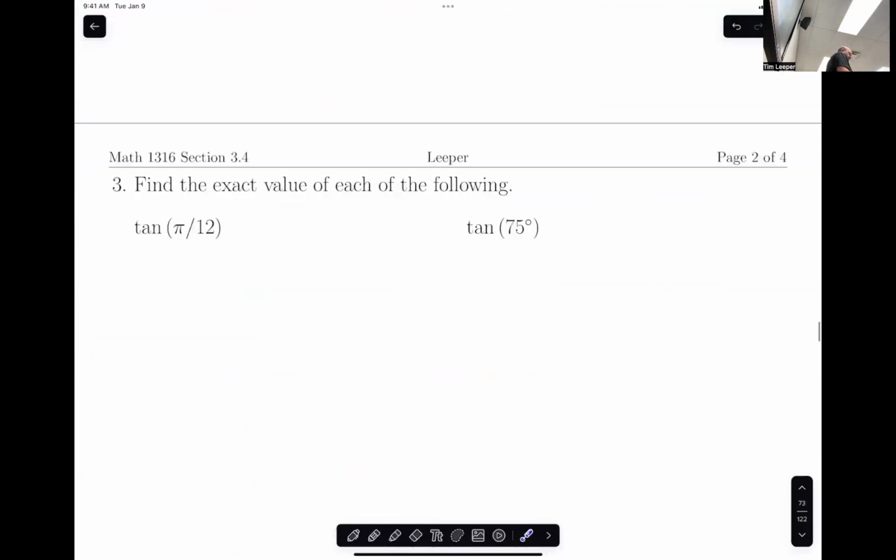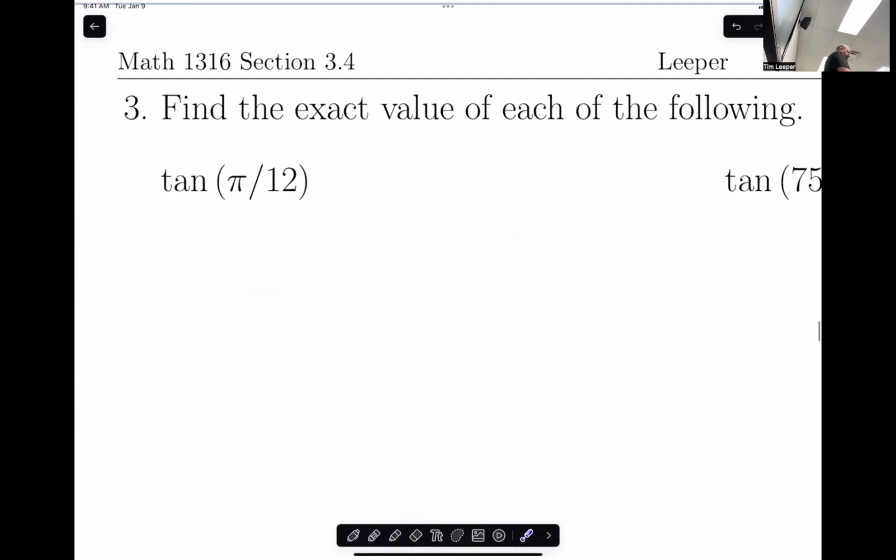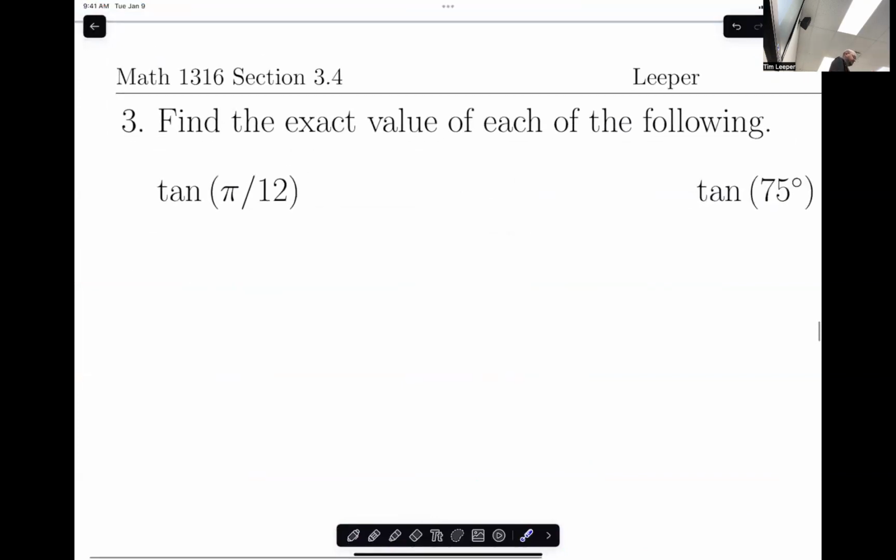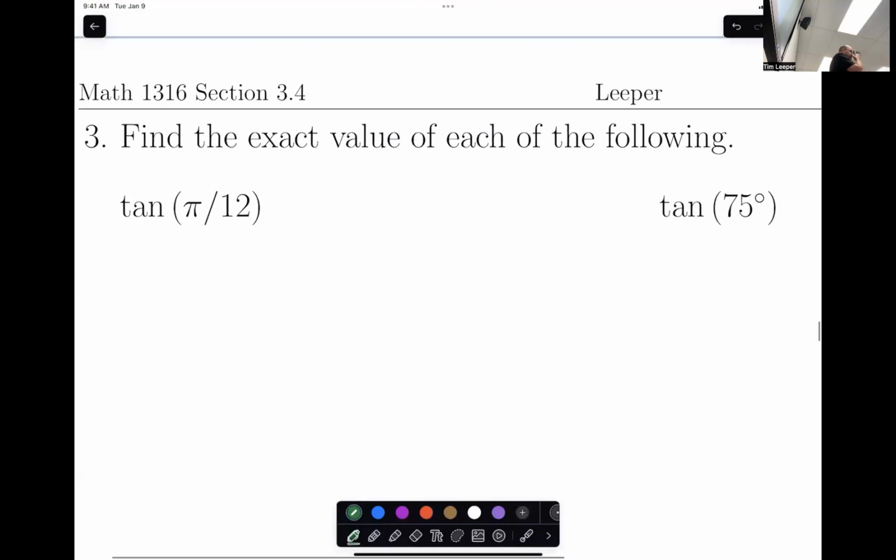Good deal. Number 3, find the exact value of the following. Tangent of pi over 12 and tangent of 75 degrees. Now, this time, I'm not going to write down all of the special angles for degrees. I'm going to write it down for radians. What is the first special angle for radians? Here, I'll help you out. 0. Fantastic. What's the next one?